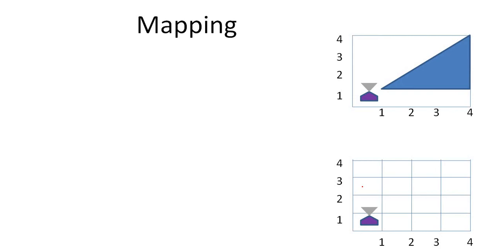Now we discuss mapping. So what is mapping? Mapping is the procedure to model the environment. Mapping tells the robot where the obstacles or the objects are located in the environment. What is the position of these obstacles or the objects in the environment? This process is called mapping.